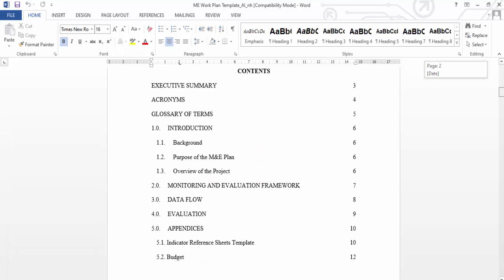So now, these are the table of contents. You should have your executive summary, you should have your acronyms, you should have your glossary of terms, which are simply the definitions, introduction, background, purpose of the M&E plan, and so on and so forth. So we're going to look at this to see what exactly we are talking about here.